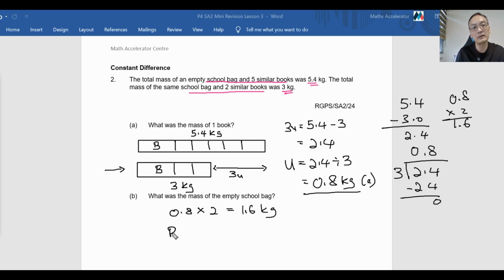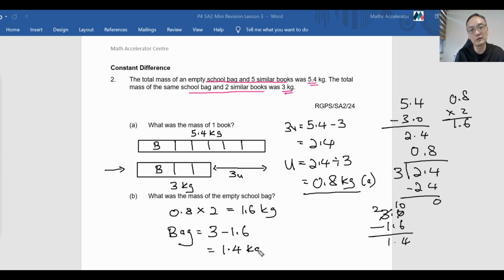So to find the mass of the school bag, we will take 3 kg minus 1.6. So 3 kg minus 1.6. Okay, we will arrive at 1.4 kg. Right, so that's how we make use of the comparison model and the concept of constant difference to calculate the answer for this question.